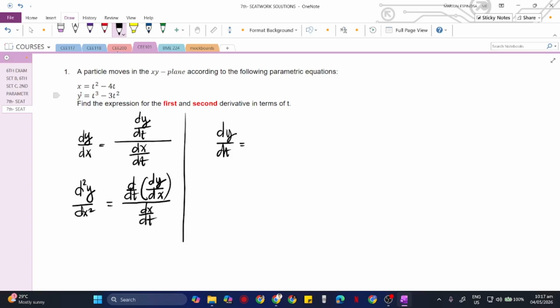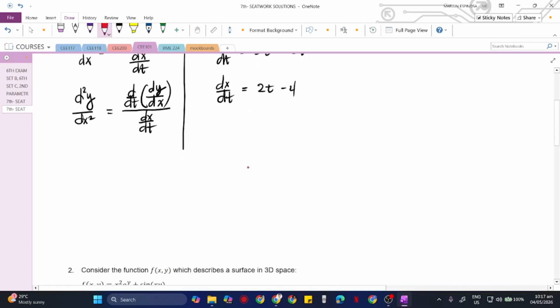Using our second equation, what is the derivative of y with respect to t? We can bring down 3, then we have t squared, minus 6t. How about our dx over dt? We have 2t minus 4. Correct. And then we can now proceed to solving the first derivative of y with respect to x.